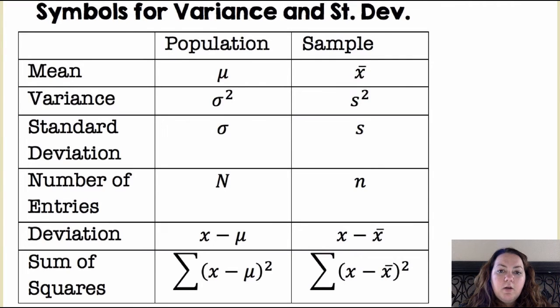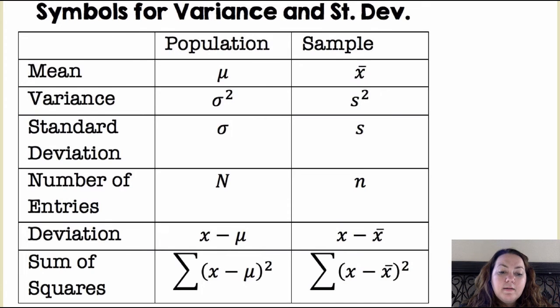Mu, the Greek letter mu, stands for the mean of the population. X bar is the sample mean. Sigma squared is the variance for the population. S squared is the sample variance. Sigma is the population standard deviation. S is the sample standard deviation.